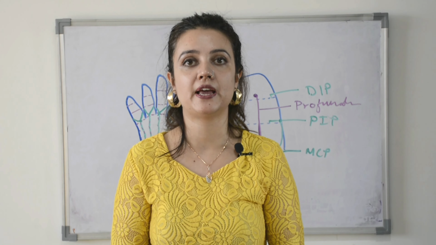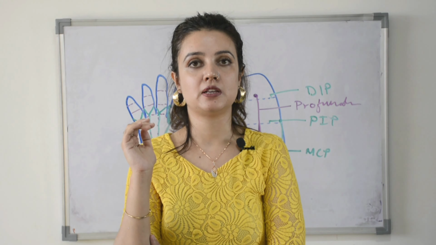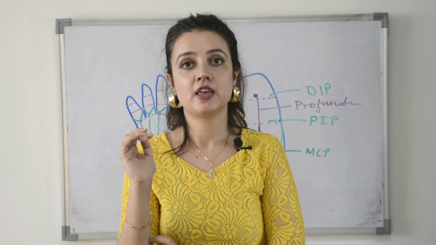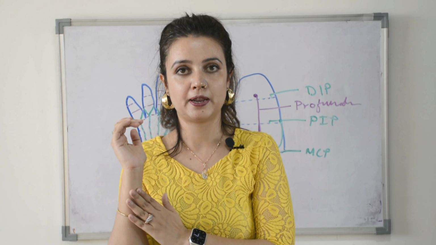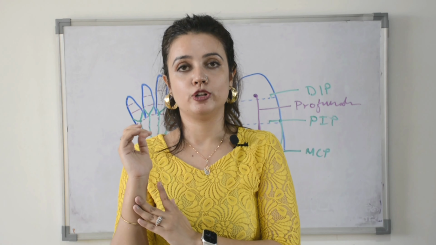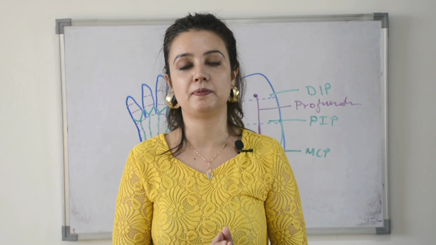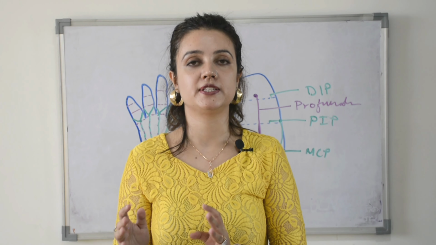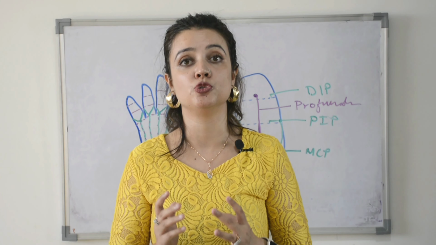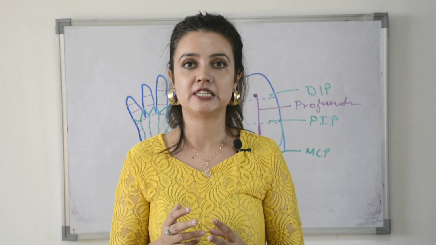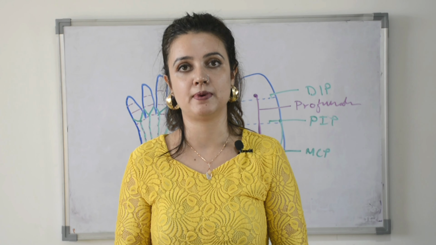Now coming to the nerve supply of the anterior compartment of forearm muscles. So the anterior compartment muscles are all supplied by the median nerve except flexor carpi ulnaris. It is on the ulnar side and it is supplied by the ulnar nerve. Also, half of the flexor digitorum profundus is supplied by the ulnar nerve and the remaining half is supplied by the median nerve. Therefore the flexor digitorum profundus is a muscle that has dual nerve supply. It is supplied by both median and ulnar nerves. All the rest of the superficial muscles and deep muscles are supplied by the median nerve.